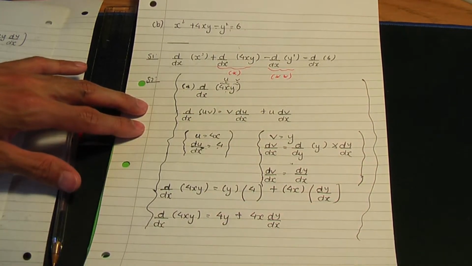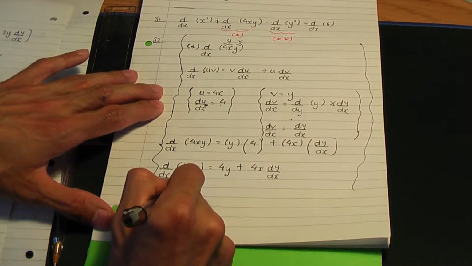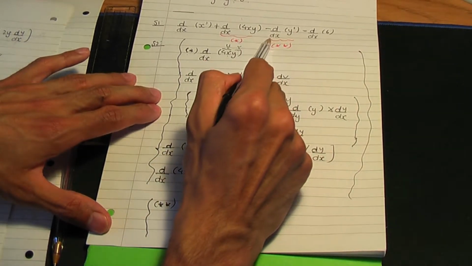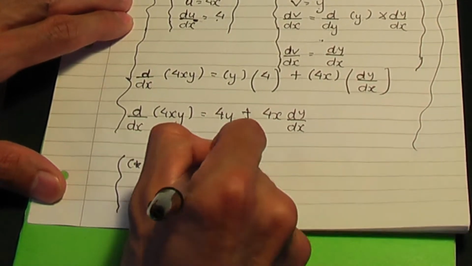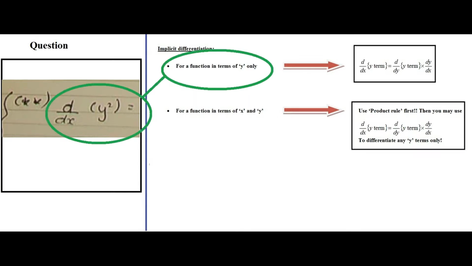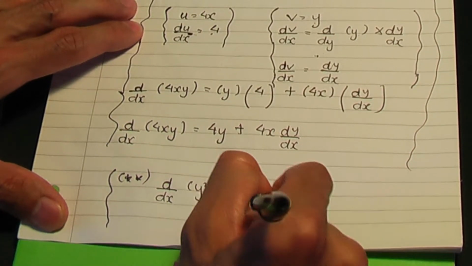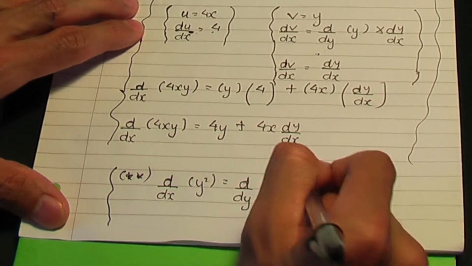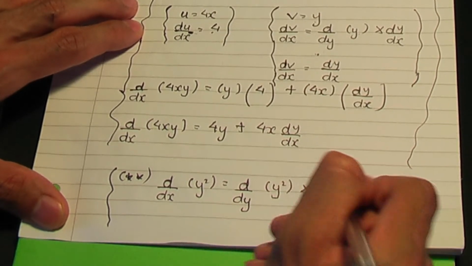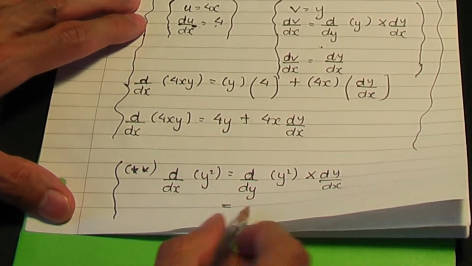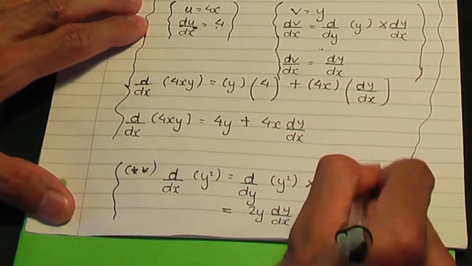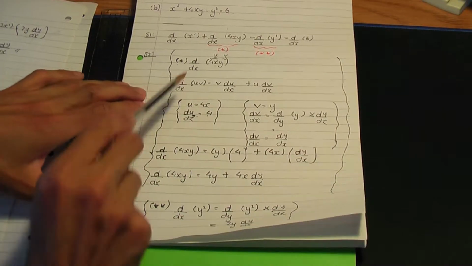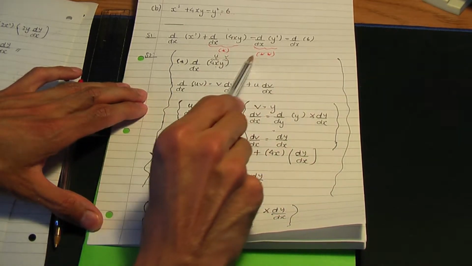So star is d by dx of 4xy. Let me do another side calculation here for double star. Double star is d by dx of y squared. Over here I've got a y term only, just y squared. So the chain rule related result: d by dy of the y term, which is y squared, times dy over dx. When I differentiate y squared, it's 2y, so it's 2y dy by dx.